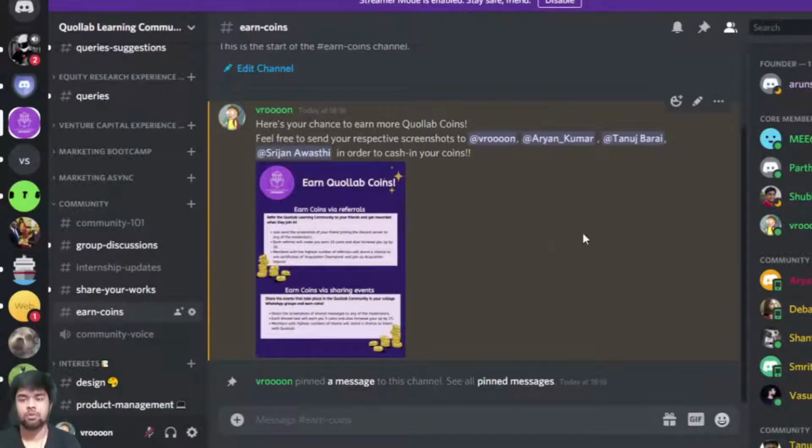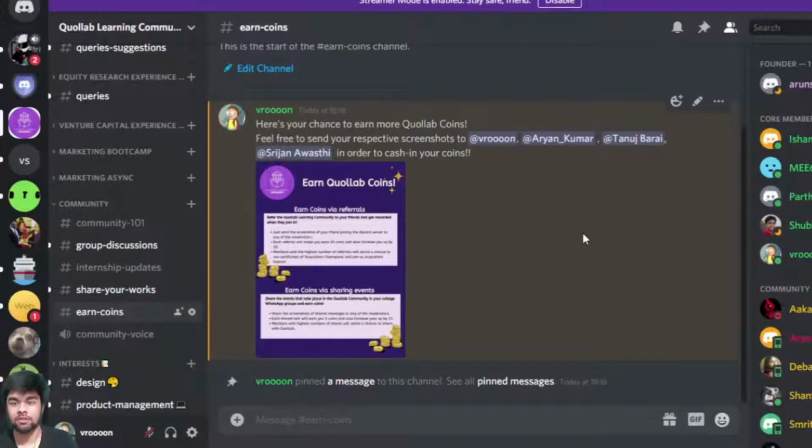events. So, apart from the traditional method of earning Quollab coins, which was to participate in different competitions, group discussions, and case study discussions that used to happen over the Discord server, where the winners and participants would receive the Quollab coins as perks. Apart from that, there are new methods via which you can earn Quollab coins. The first of them is referrals.